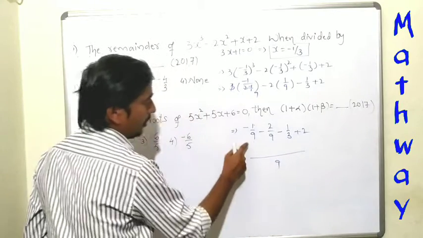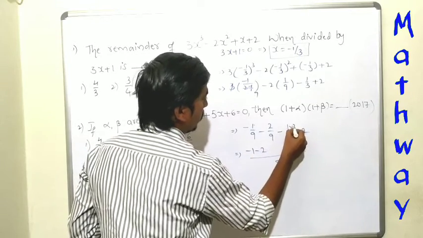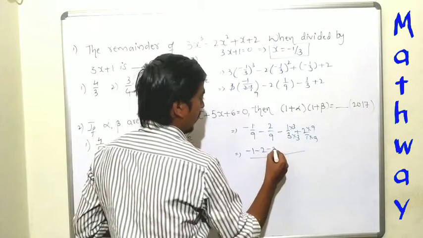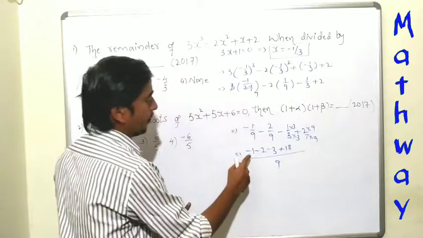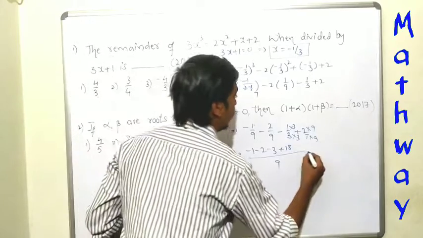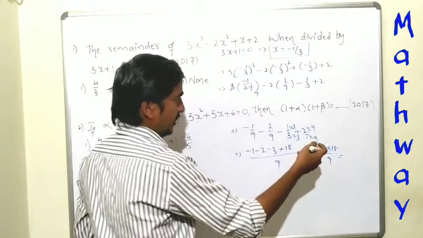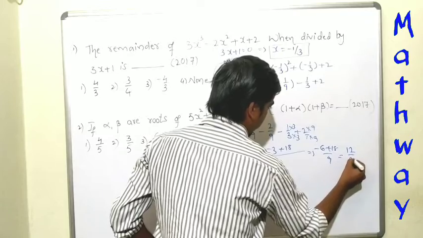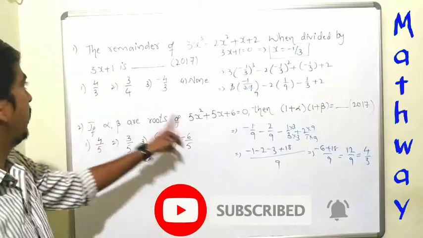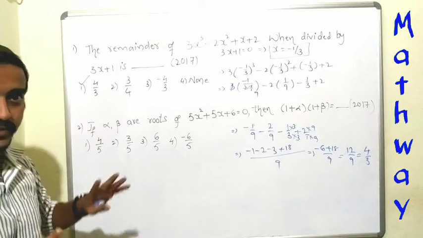The denominator is 9. So write the denominator as it is. It is minus 1 minus 2. Multiply this with 3 and this with 9. So minus 3 plus 2 nines is 18. Minus 1 minus 2 minus 3 plus 18 gives minus 6 plus 18 by 9. Minus 6 plus 18 is 12 by 9. You can divide with 3: 3 fours are 12, 3 threes are 9. So we got 4 by 3, which is the correct option. First one is 4 by 3, right? So the remainder is 4 by 3.